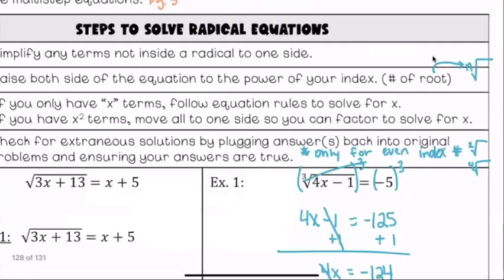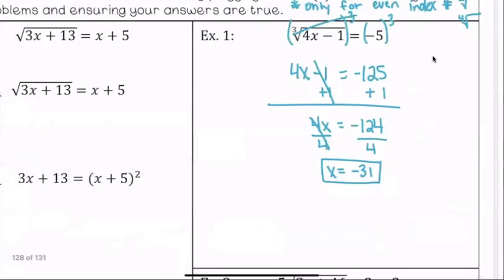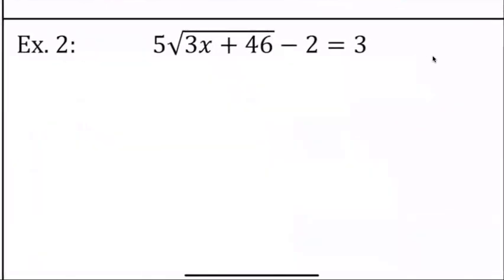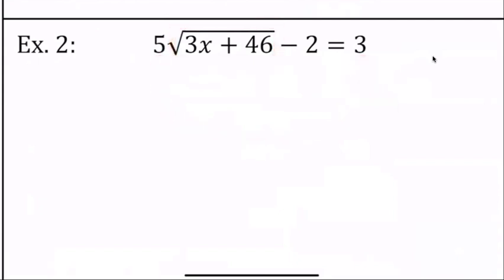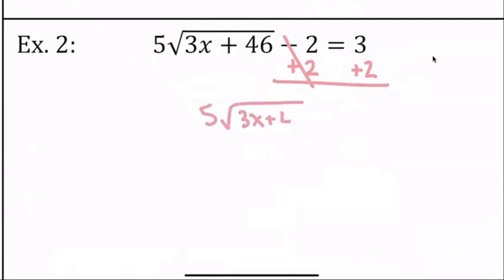Remember our first step here, step 1 says simplify any terms not inside the radical to one side. Here's the radical. So I have this on the outside, that on the outside, and that on the outside. I want all 3 of these numbers to be in one spot. So I'm going to go ahead and move those. I'll move my constant term first, just like I always do. And that gets me here. There we go. Then I'll get rid of that 5 that's being multiplied, so I would divide, just like I would with the normal coefficient.